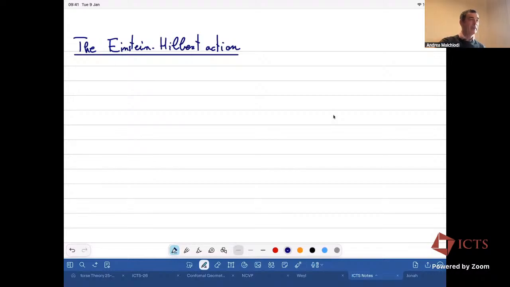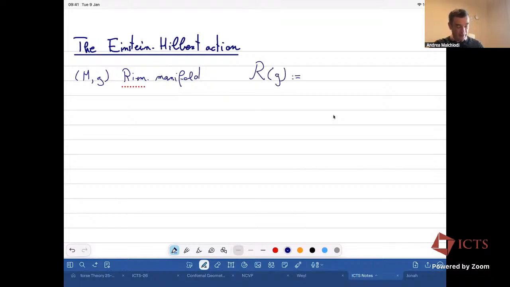Okay, so the Einstein-Hilbert action is more or less the integral of the scalar curvature. If we have a Riemannian manifold (M, g), this action, R of g, is defined as the integral of the scalar curvature divided by the volume of M to the power (n minus 2) over n.